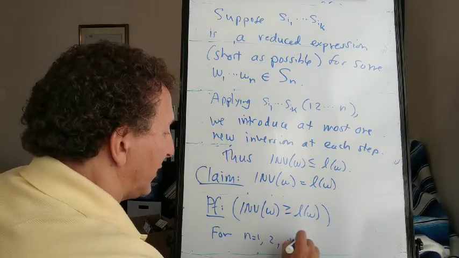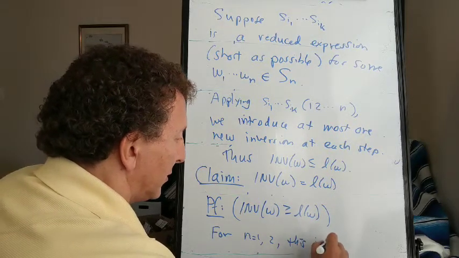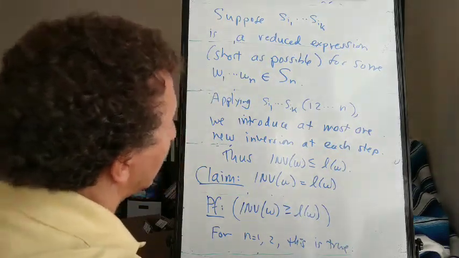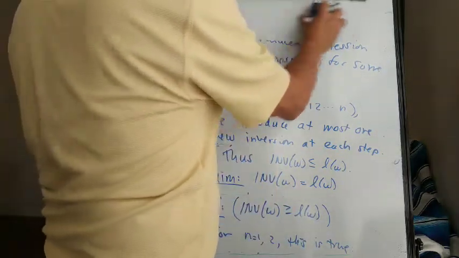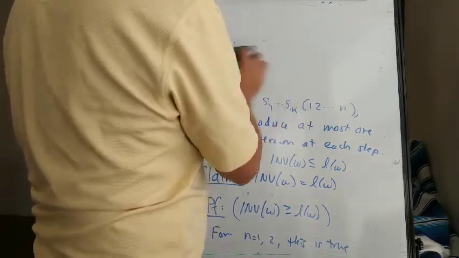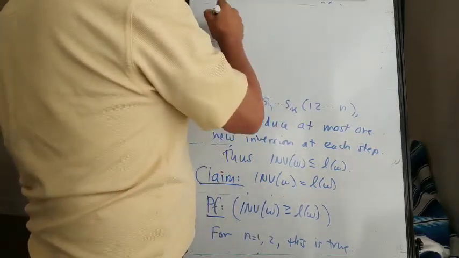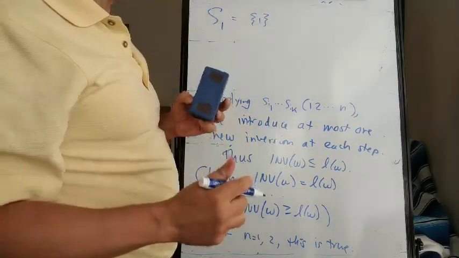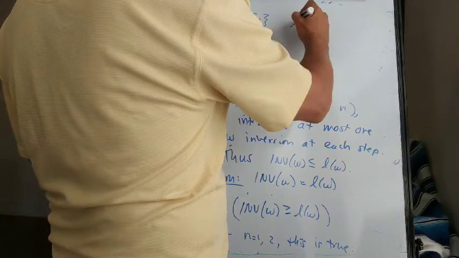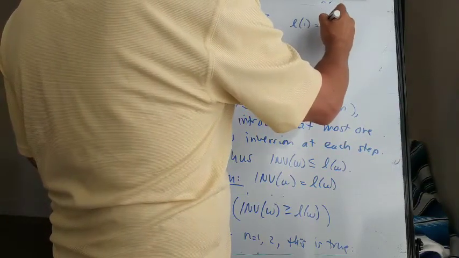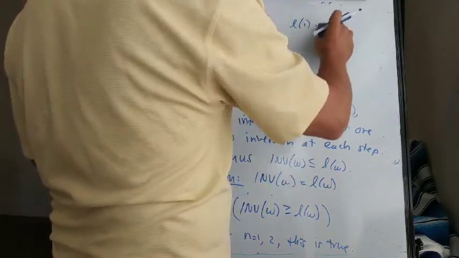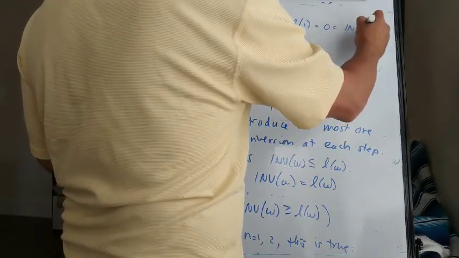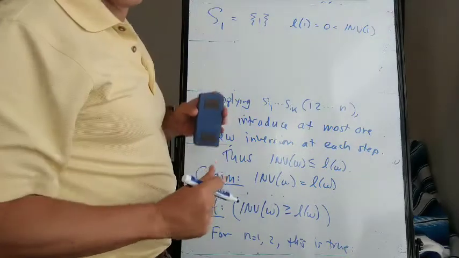So for n equals 1 and 2, this is true. In fact, we have equality. Because the first symmetric group consists of just the single word in one letter, which has length 0, and the number of inversions has to be 0 because there aren't two letters which could possibly be out of order.